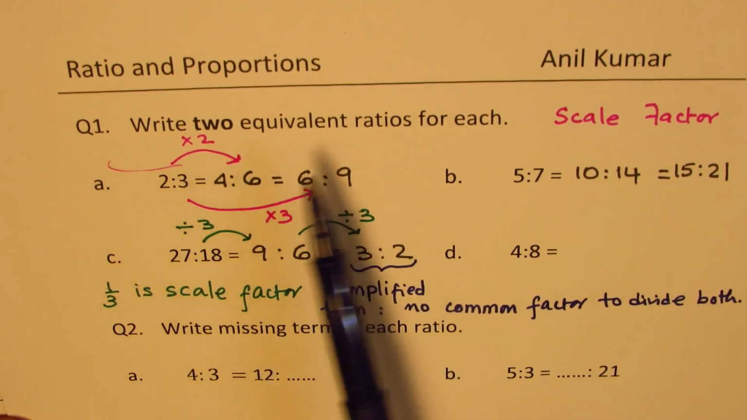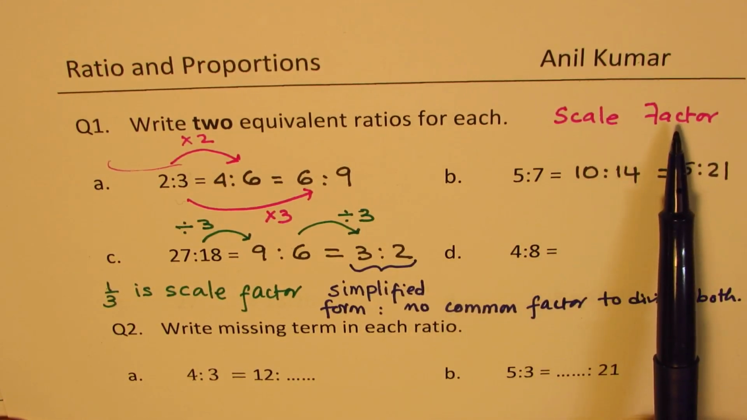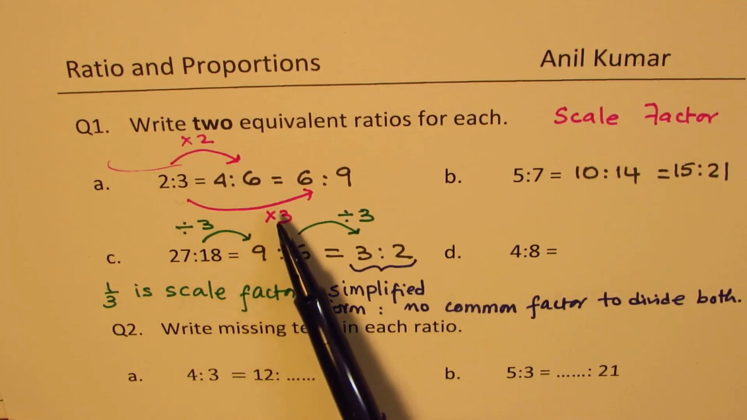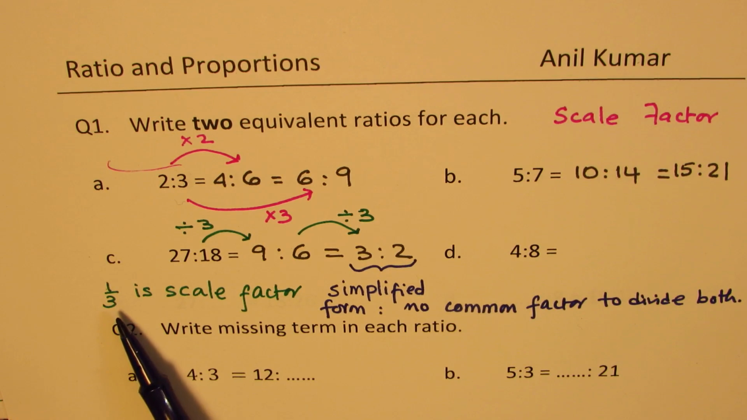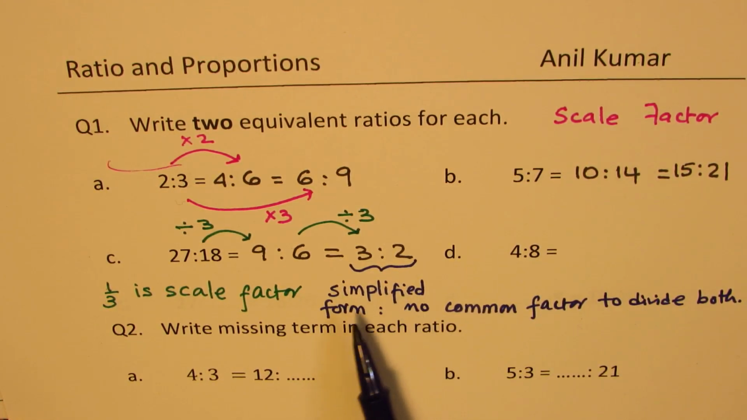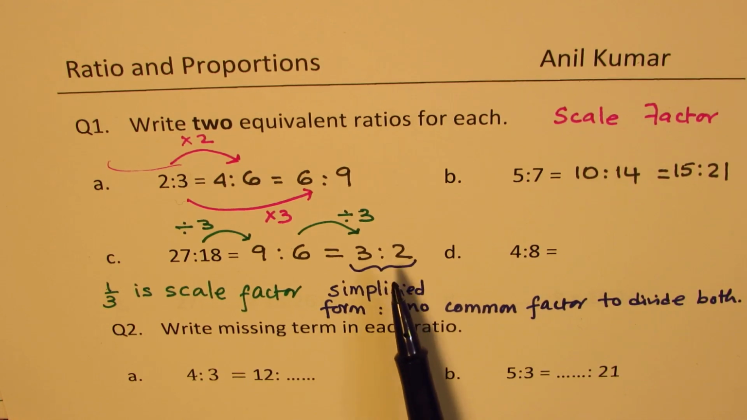Equivalent ratios you get by multiplying by scale factors. Scale factors could be more than 1, as we saw here, or less than 1, could be a fraction. Once you do this operation, you will sometimes get a simplified form. Rather, always you can get the simplified form, correct?